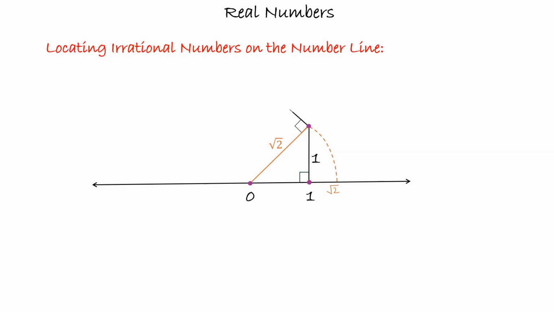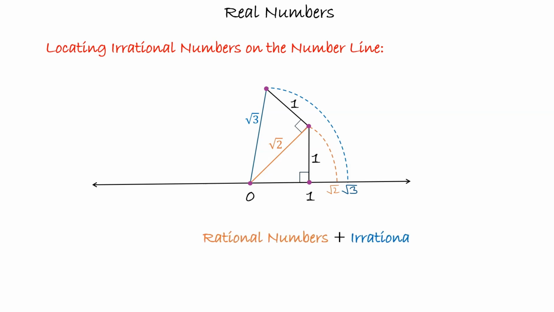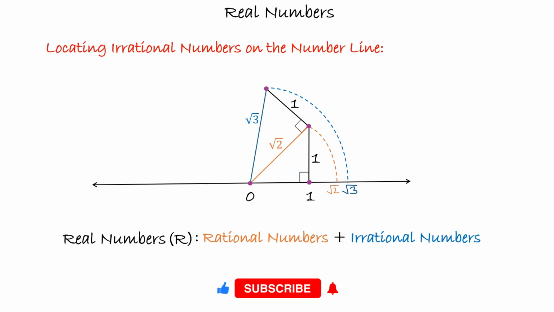Using the same method, we can locate other irrational numbers as well. So, is there any number left out of the number line? The answer is no. Every point on the number line represents a unique real number. When you combine all the rational numbers with all the irrational numbers, you get the complete set of real numbers, represented by R. Every real number is either rational or irrational, nothing else.